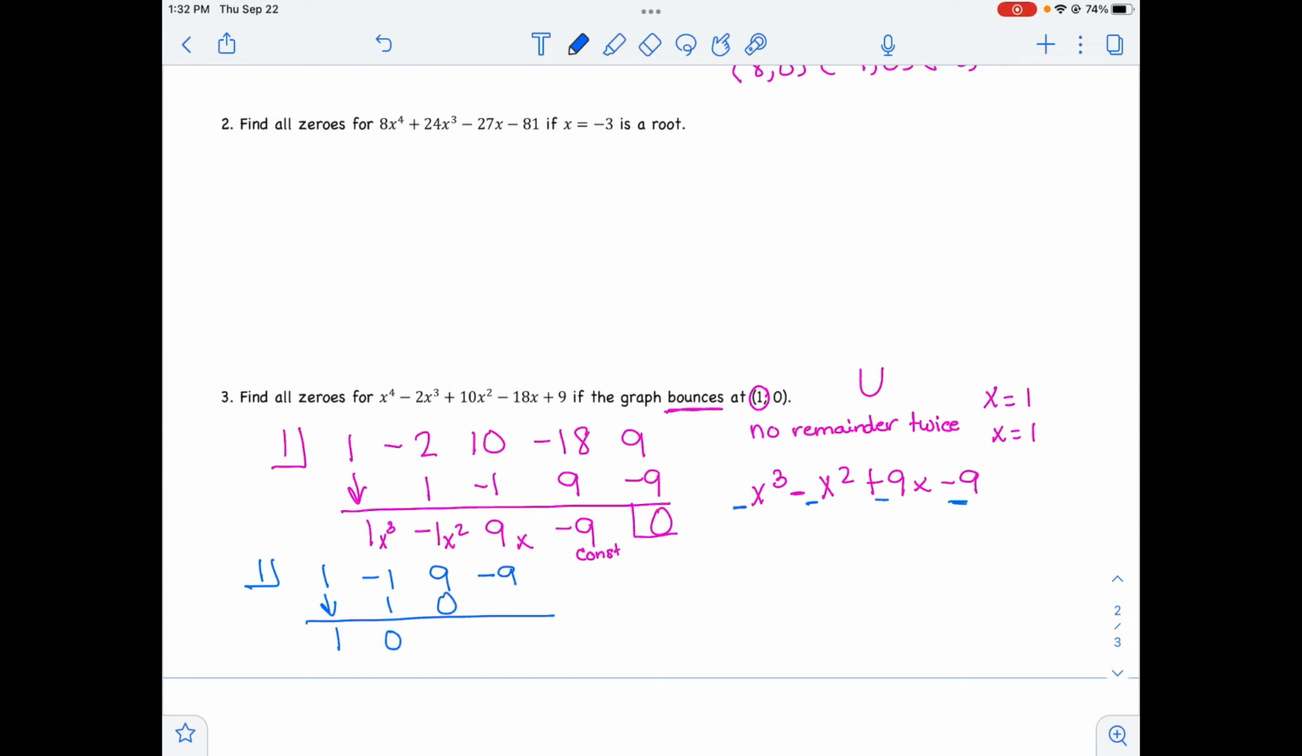0 times 1 is 0. Add these together, we have 9. 9 times 1 is 9. Negative 9 and 9 is 0. And we should have no remainder because it does bounce there. So we now know that we're correct on that.